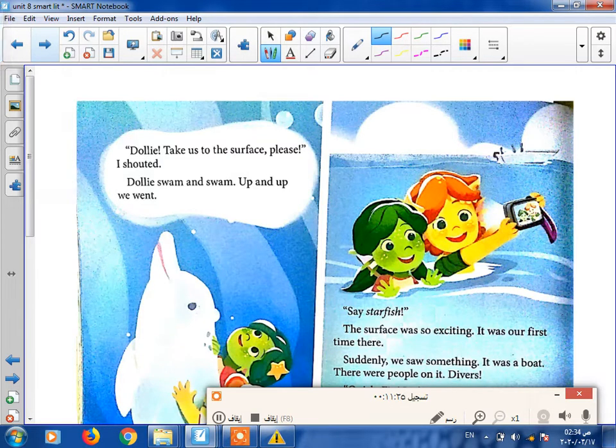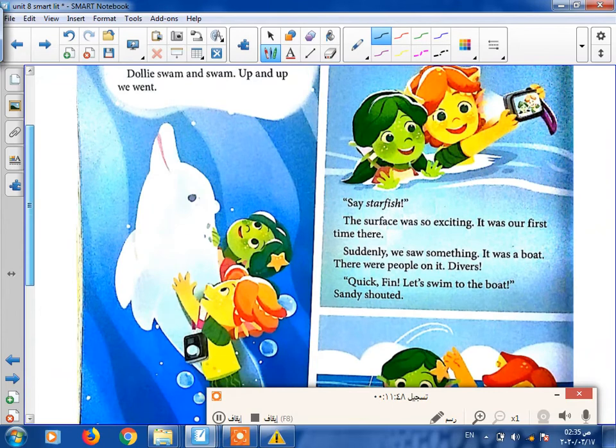Dolly! Can you see this dolphin, Junior 3? We see that the dolphin is a friendly and funny sea animal. So they take the dolphin. Take us to the surface, please, I shouted. Dolly swam and swam. Up and up we went. So they take the dolphin to go to Mexico.